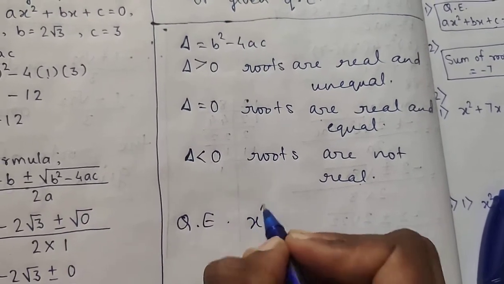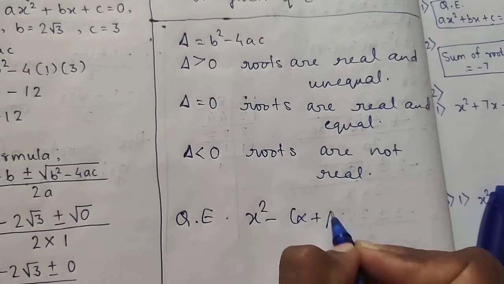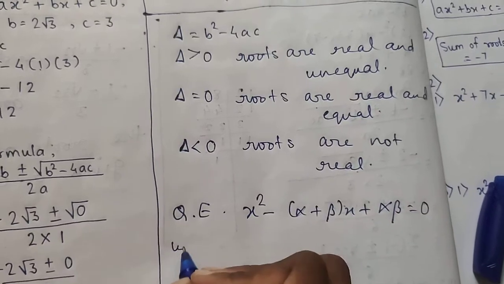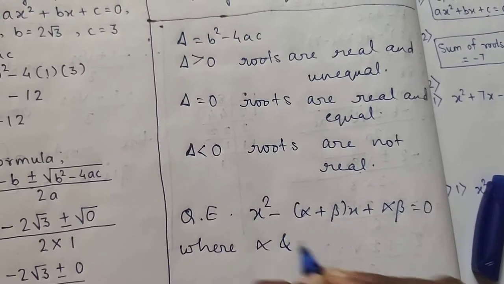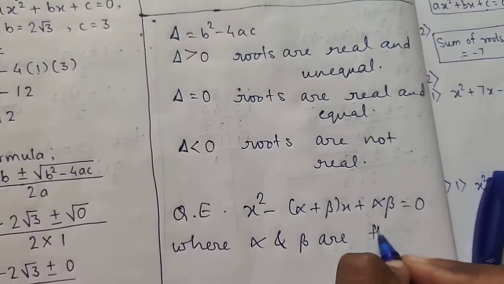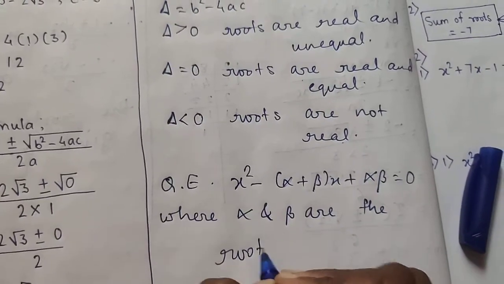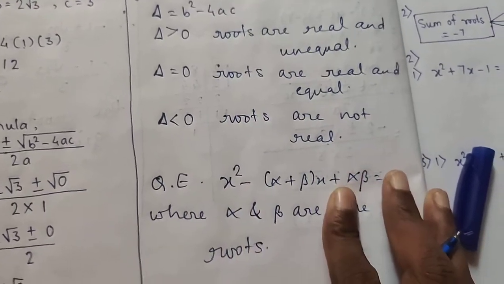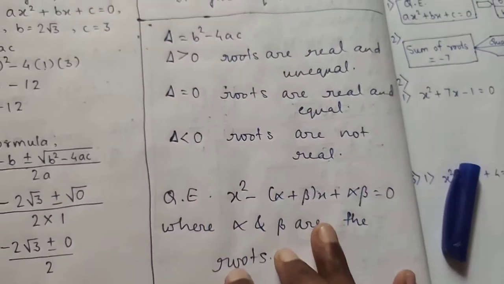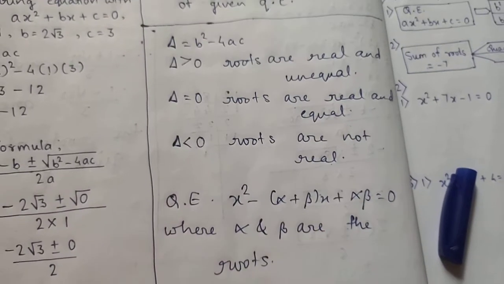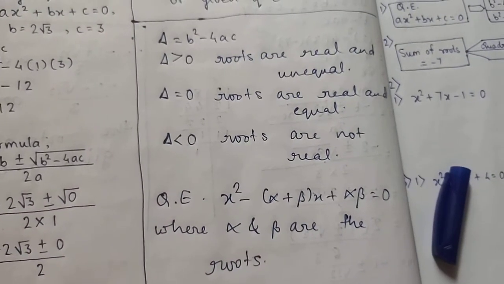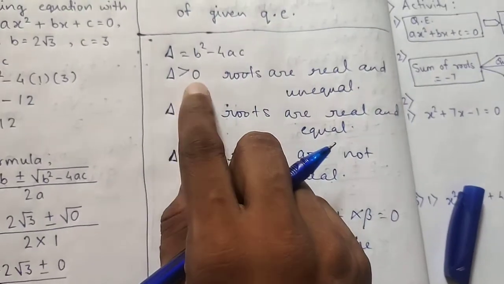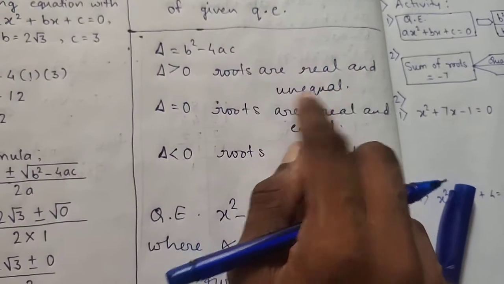What is the formula? X square minus alpha plus beta x plus alpha beta equals to 0, where alpha and beta are the roots. That means if you are knowing the roots, that is alpha and beta, then you can form the quadratic equation. So these all are useful for your next exercise, that already I have given you, just I have revised here.